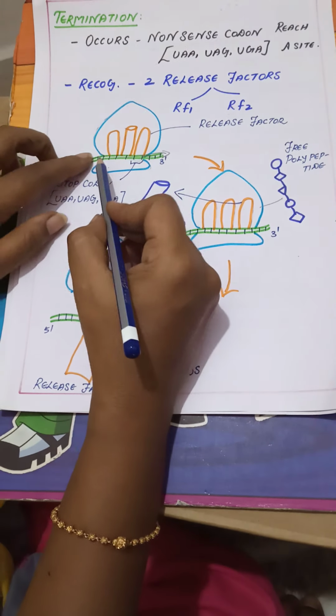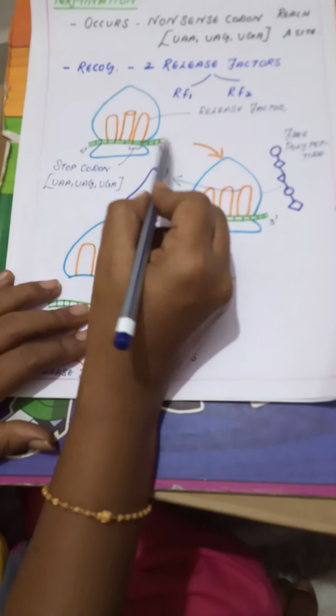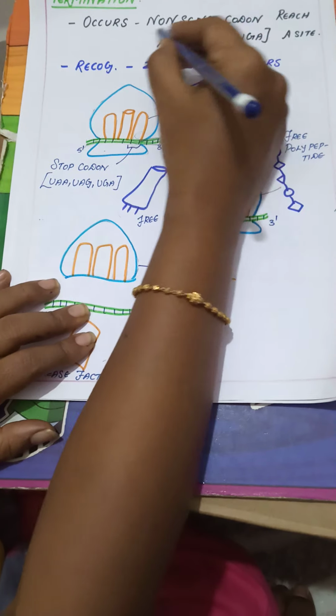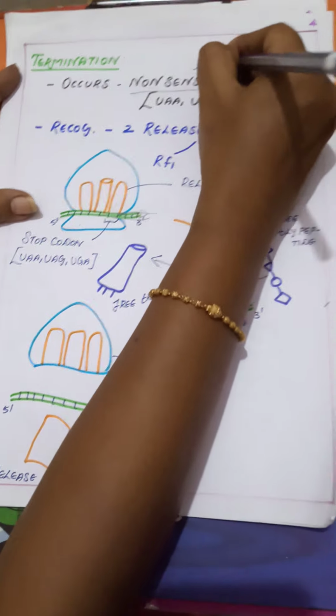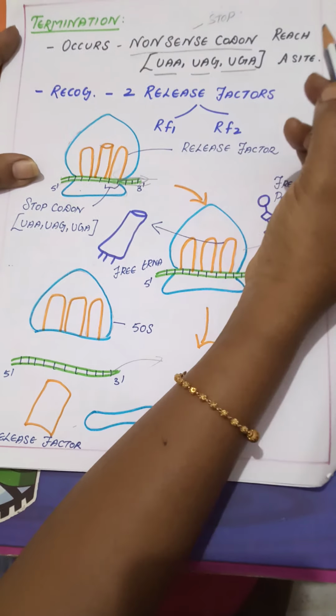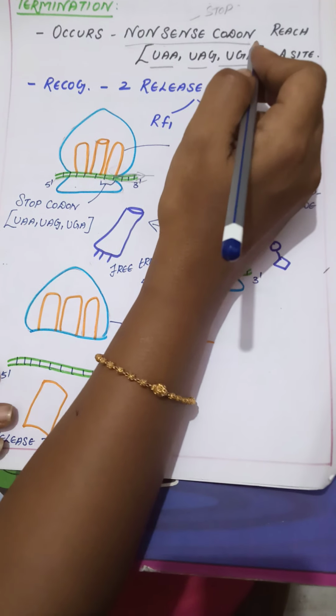Here, as I said, the ribosome keeps moving along the mRNA codon strand until the A site reaches the nonsense codon. Nonsense codons are said to be stop codons or termination codons. What are they? UAA, UAG and UGA. Until the A site reaches a nonsense codon, the elongation process takes place.